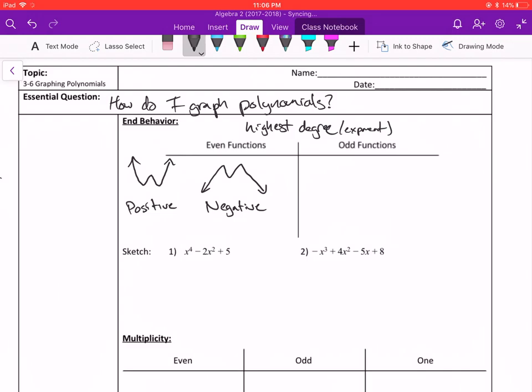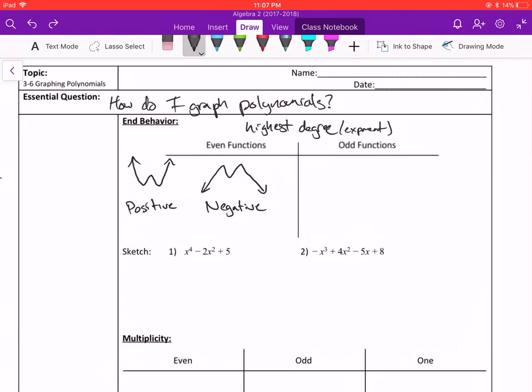And how do you tell the difference between those two? Look at your leading coefficient. Whatever your highest degree leading term is, the number in front, is it positive? Then it will start positive and end positive. Is it negative? Then it starts negative and ends negative. So if the degree is even, it ends in the same direction. Positive starts up, ends up. Negative starts down, ends down, okay?